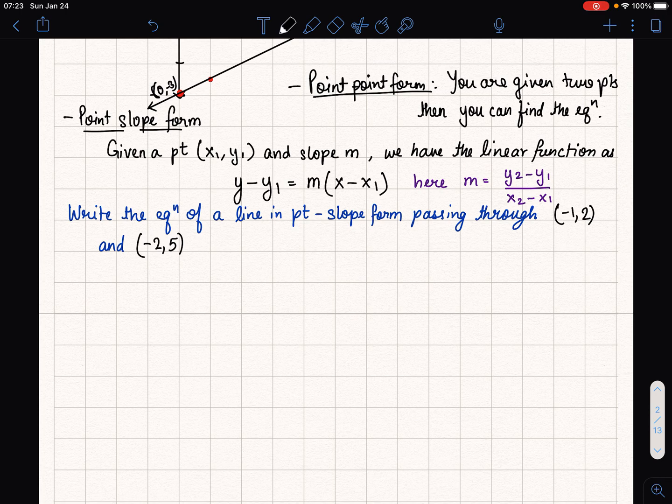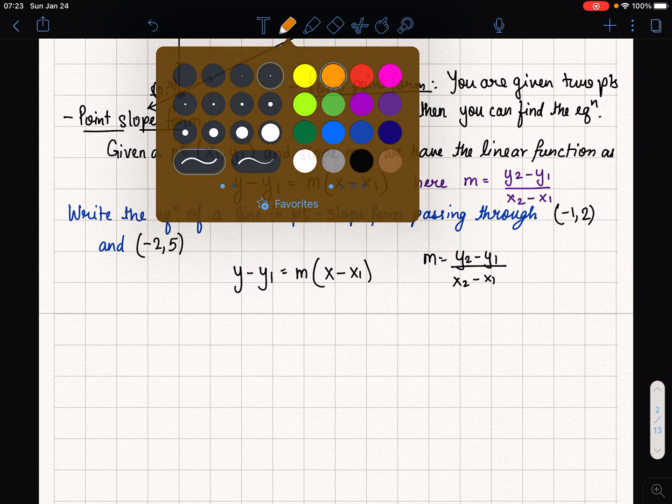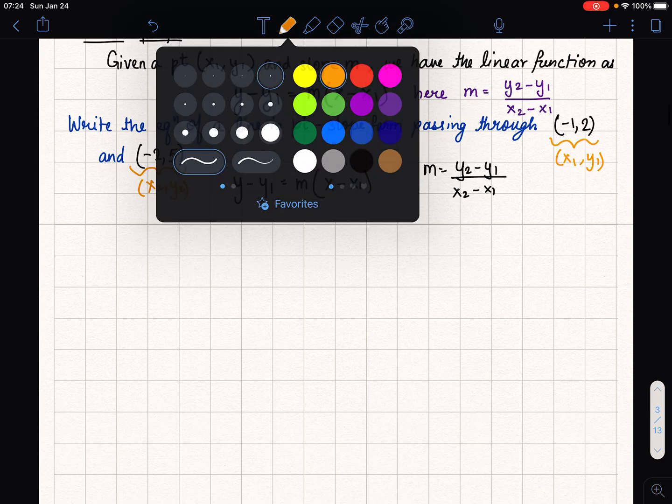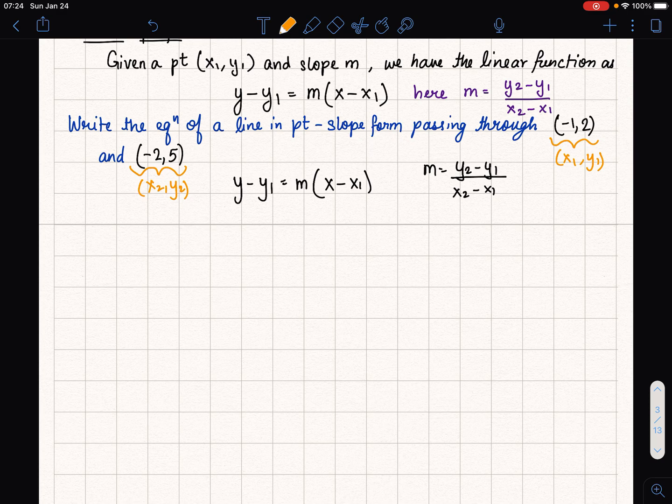We do the following. The formula is y minus y1 equals m times x minus x1, where m is y2 minus y1 divided by x2 minus x1. So our first job is to assign x1 y1 and x2 y2. We assign this as x1 y1 and this as x2 y2. Now let's construct the equation of the line. So we have y minus y1, which is 2, equals m times x minus x1, which is -1, which makes it +1.